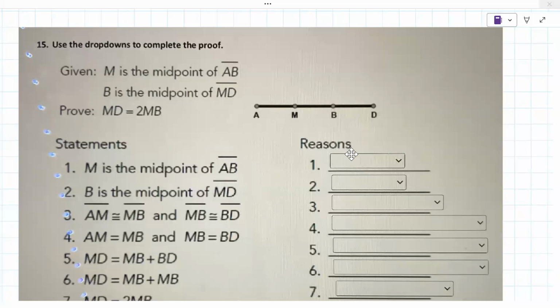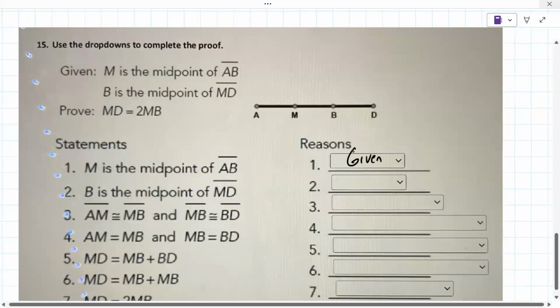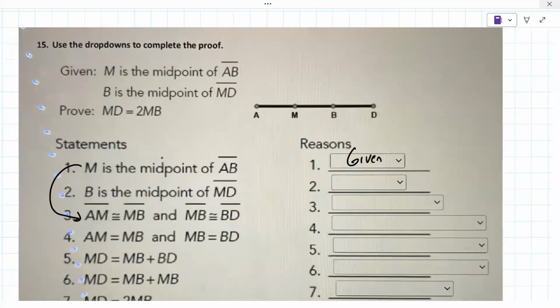Given, it's always given. M is the midpoint of AB. That means that AM is congruent to MB. All right. And that's kind of where you see down here. You can't write that yet. That's just what it means. Just because something's a midpoint, you then have to say that they're congruent.